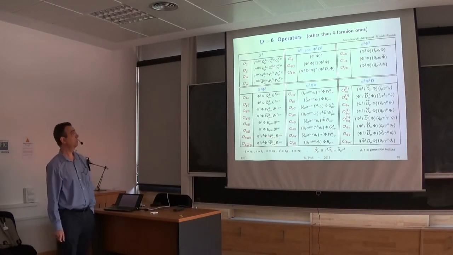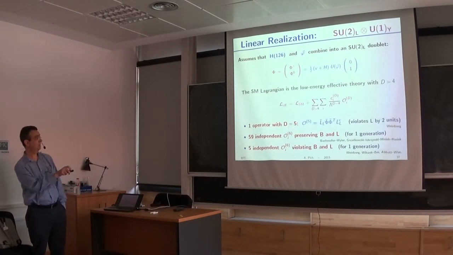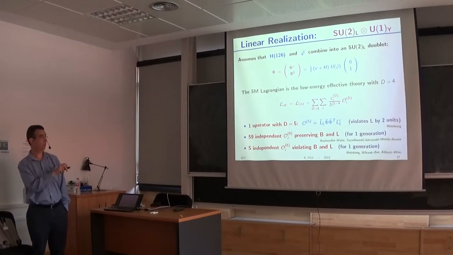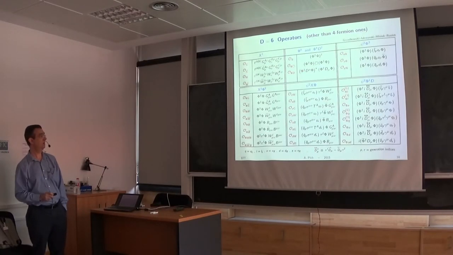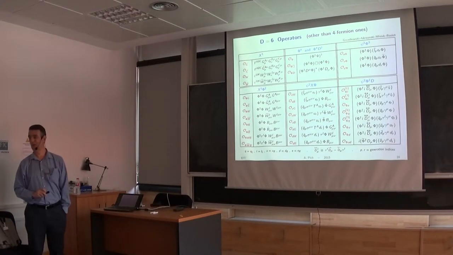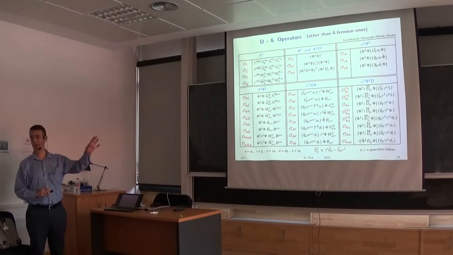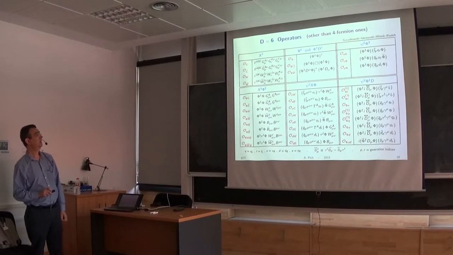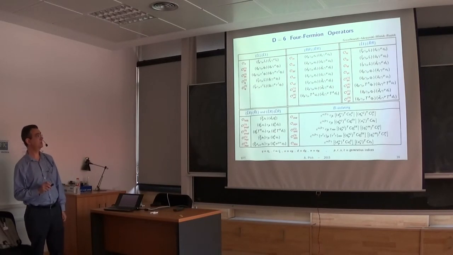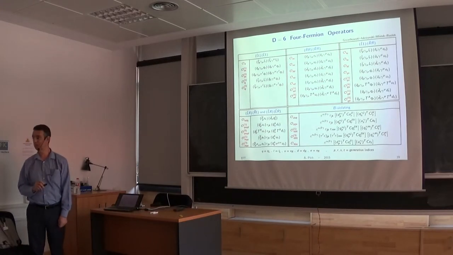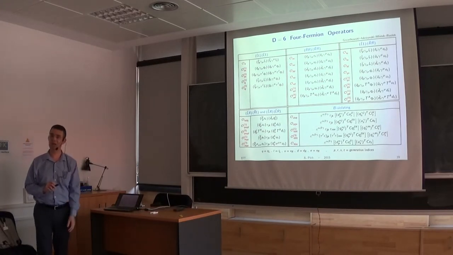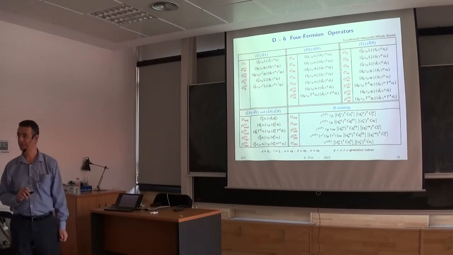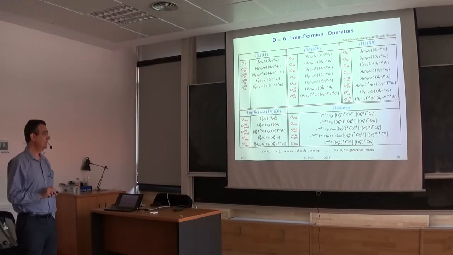Let me show just first the basis of the Polish people with the 59 operators, so that you have a feeling of how they look like, for one generation. Every time you see a fermion, you can start putting Freiburg quantum numbers and you increase. This table is without four fermion operators. This table is with four fermion operators. So you have the 59 operators, all of them there. Well, this is one basis.